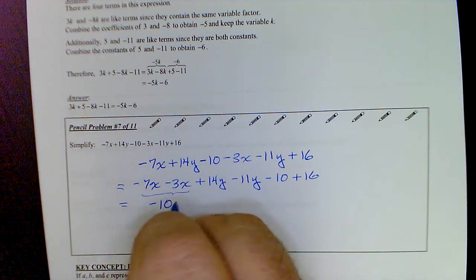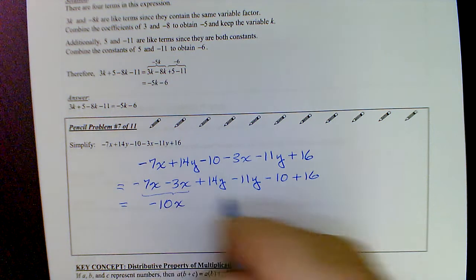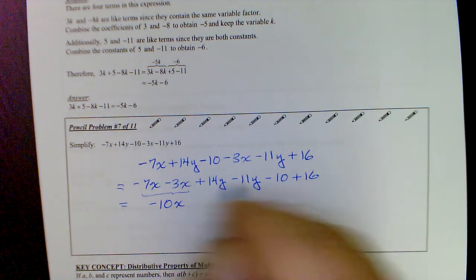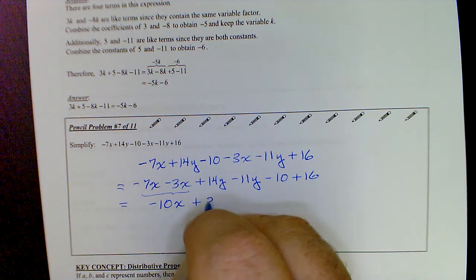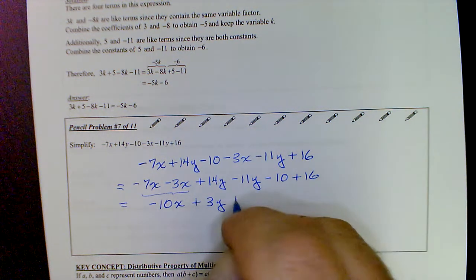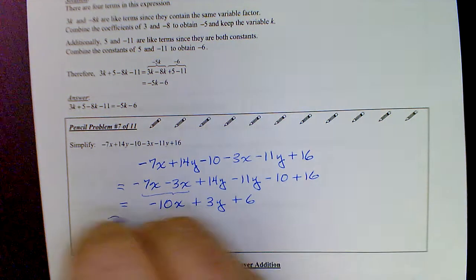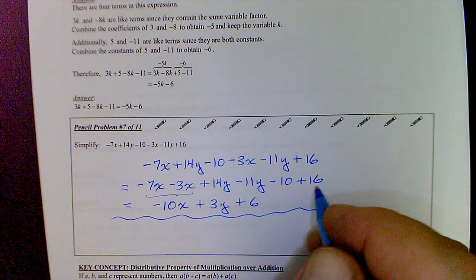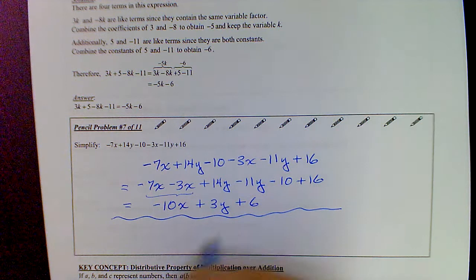So negative 10x, because the same sign, add the numbers, add the magnitudes, keep the sign. Here we have 14 minus 11, so 3, carry along the y. Negative 10 and positive 16, that is, combine to give positive 6.